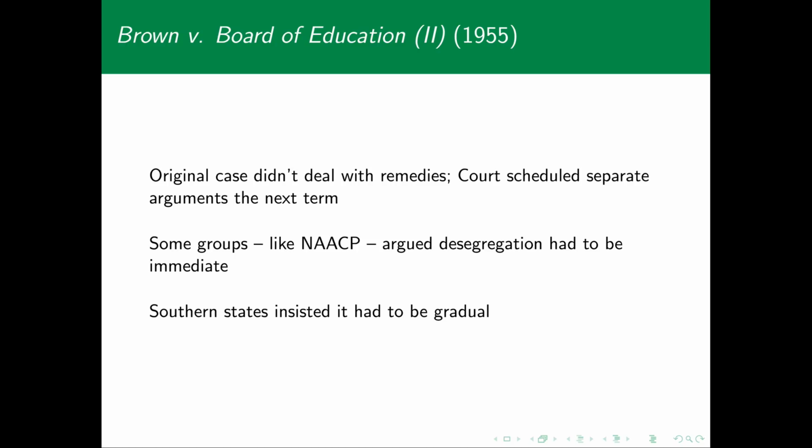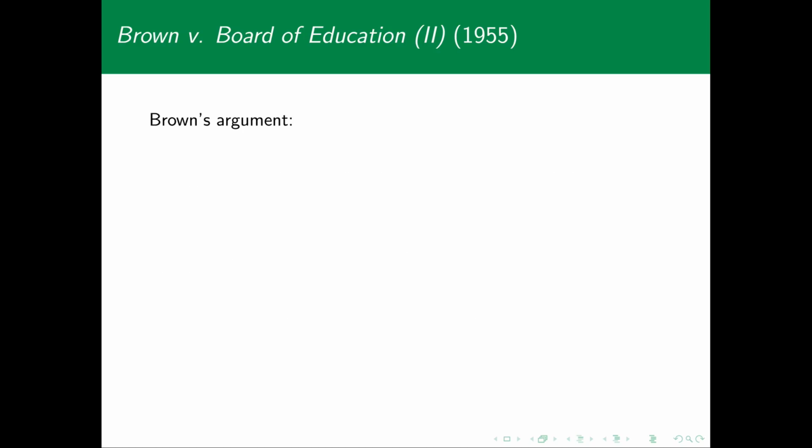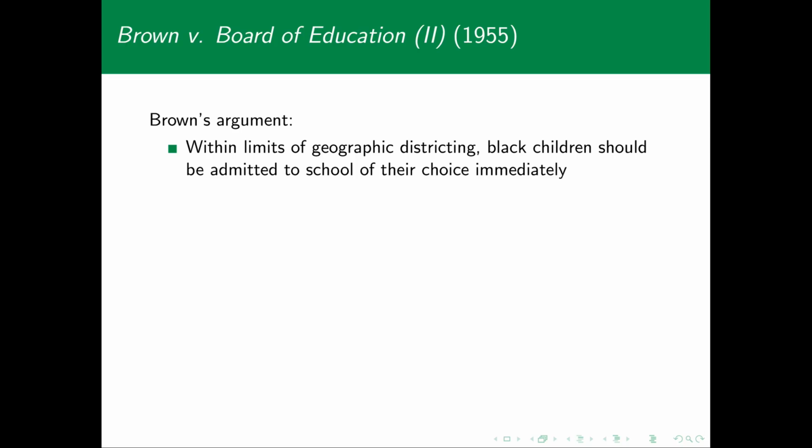So Brown's argument, and really at this point we're not even talking about Linda Brown anymore or her father, we're talking about the groups who think this should be happening or shouldn't. The Brown side says that within the limits of geographic districting, black children should go to their school of choice right away. So they're saying, we're still going to respect that there are geographic boundaries and school districts, but within that, black children should pick whatever school they want. Only an order from the court for that immediate integration can vindicate the constitutional rights that have been violated.